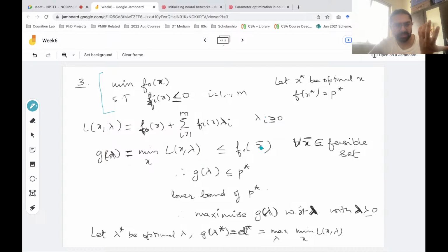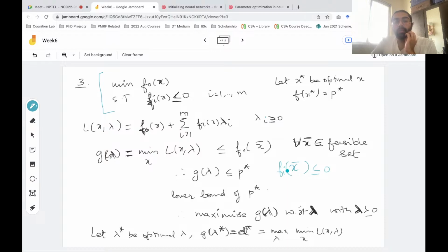But I'm asking a very simple algebraic question actually. If I define a function like this, I'm saying that this will be less than or equal to f naught of x bar for all x bar in feasible set. What does feasible set mean? What is a feasible point? Any point that satisfies optimization constraints, correct? So that means this x bar, that is, f i of x bar is less than or equal to 0, right? This is true because x bar is in the feasible set.